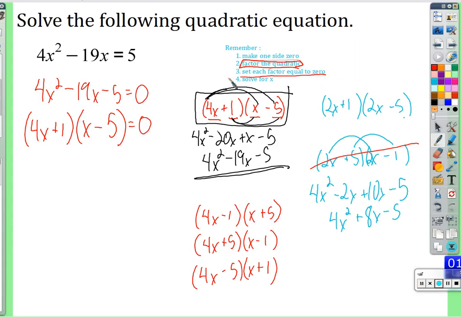Now we set each factor equal to 0. 4x plus 1 equals 0. x minus 5 equals 0. x equals negative 1/4, we subtract 1 and divide by 4. x equals 5 when we add 5 to both sides.